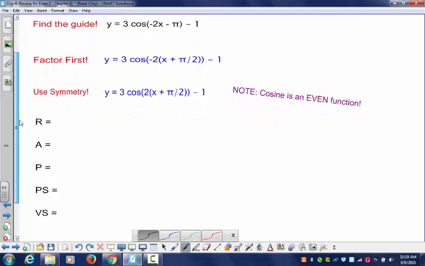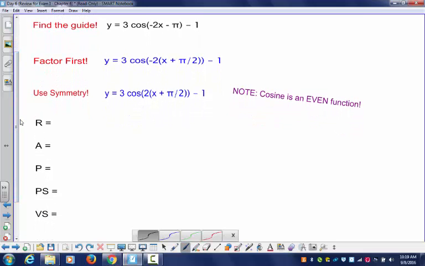And any questions on that factorization there? -2 is in front of the angle, so we're going to factor it out of the two terms. And we have to make sure that the distribution gives us back what we started with. -2 times x is -2x. -2 times positive pi over 2 is negative pi. Okay with that?